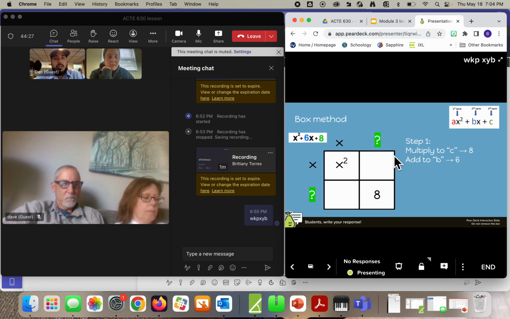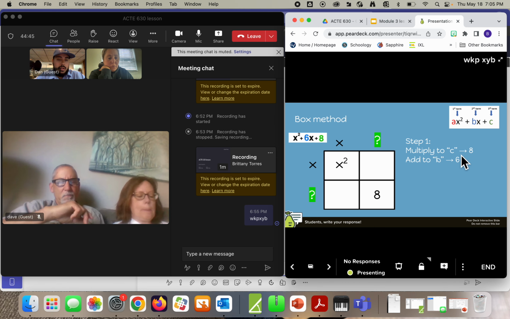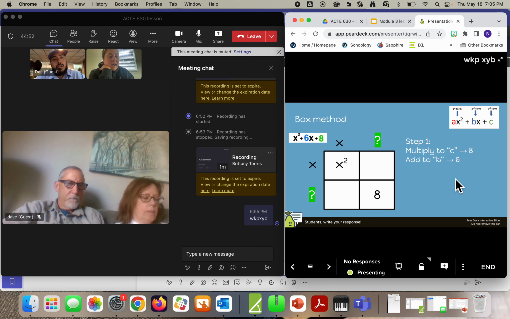So when we're using the box method, you're going to draw a 2x2 box. You're going to take your first term and put it in the top left box, so the x squared here. And then you're going to take the constant and you're going to put it in the bottom right box here. And you're looking for two numbers that when you multiply them together, you get 8, and when you add, you get 6. So if you could answer that question in the Pear Deck. So see if you can figure out two numbers that multiply to 8 and add to 6. So think about the multiples of 8.